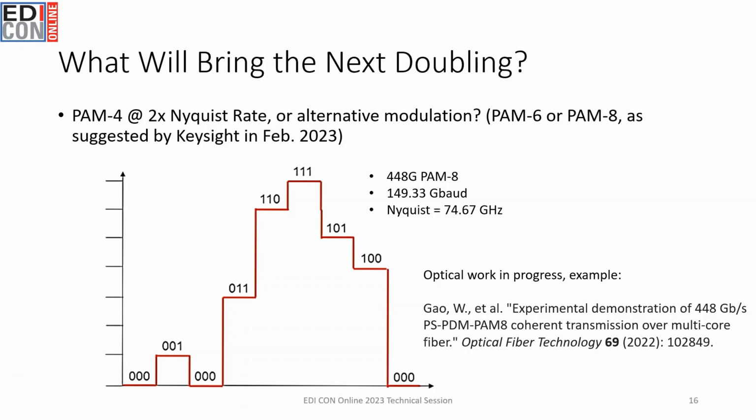So on the optical side, there's already some work in progress. An example is right here, as I've cited. In this example, they are demonstrating 448 gigabit per second PAM8 transmission over multi-core fiber. So I expect to see more of these demonstrations in the future, and we will see what the modulation technique comes out to.